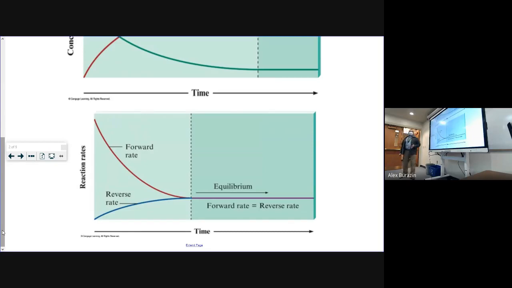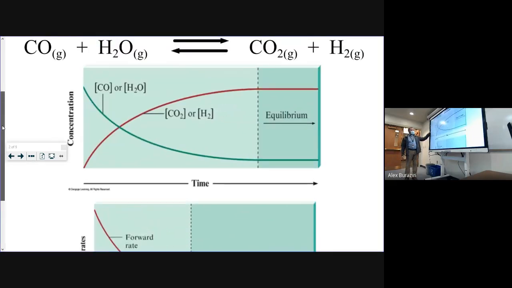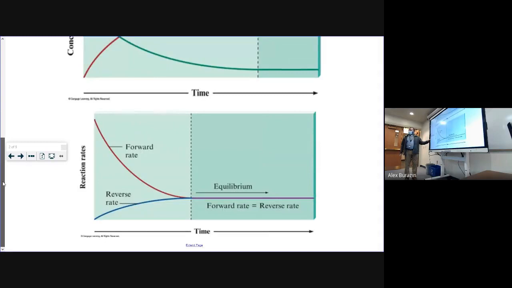Okay? So equilibrium is going to get represented one of two ways: concentration versus time, or reaction rate versus time. Okay? Just make sure you read your y-axis and understand and remember the definition, and you should be golden.